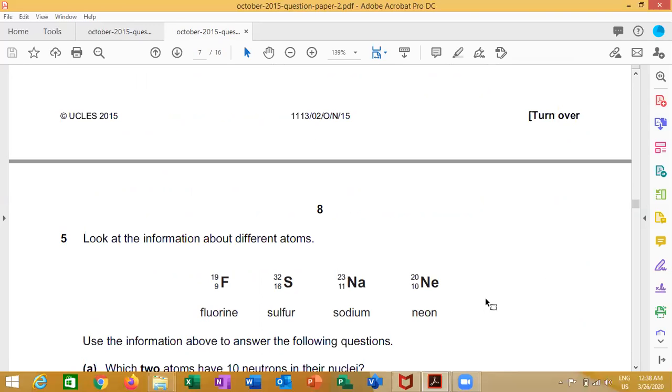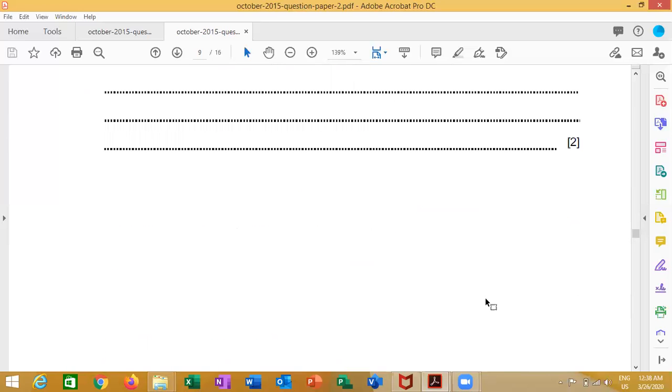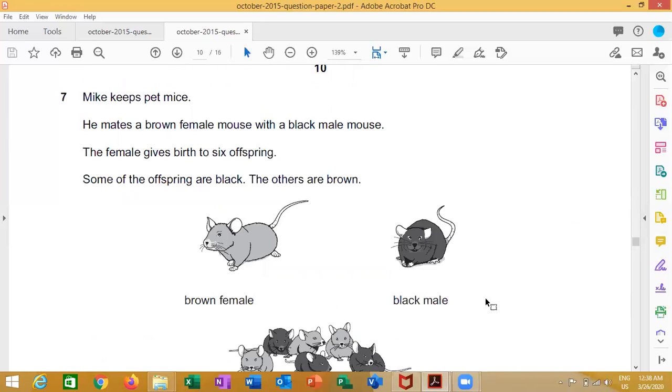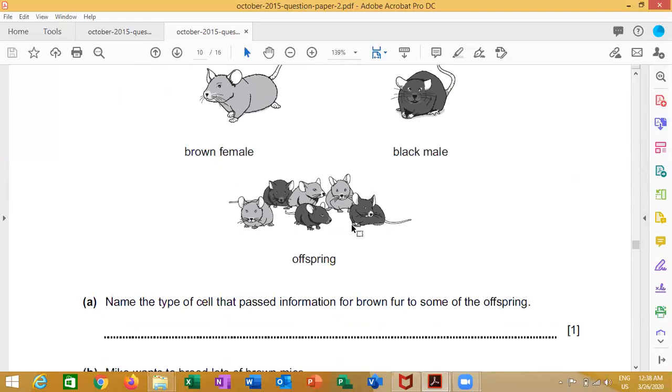Let's move to the next question, question 7. This question is about selective breeding. The breeding is happening here between the brown female and the black male. Of course, as you can see, the offspring contain black ones and brown ones. Name the type of cell that passes the information for the brown fur. The brown fur, as you can see here, is from the female. So the cell that passes this information should be the egg or ova or female sex cell.